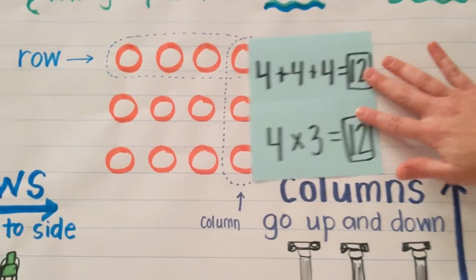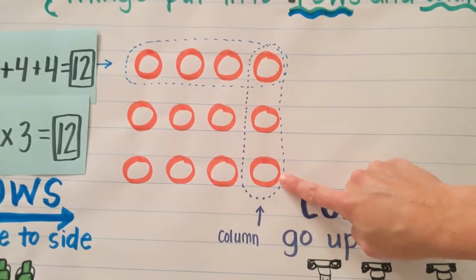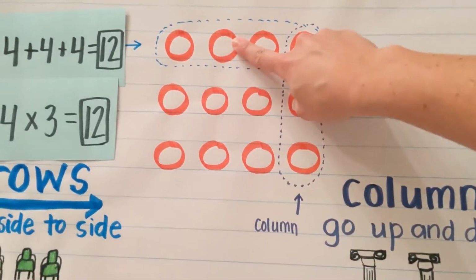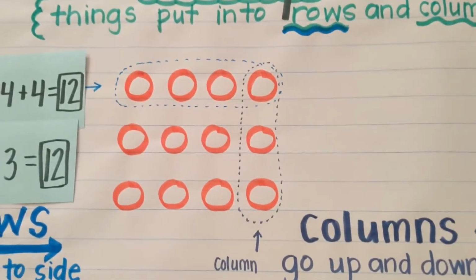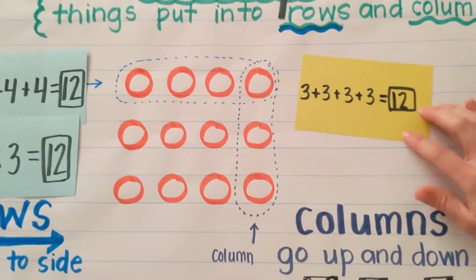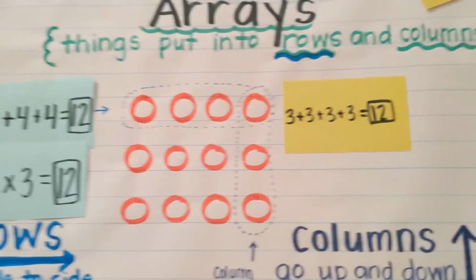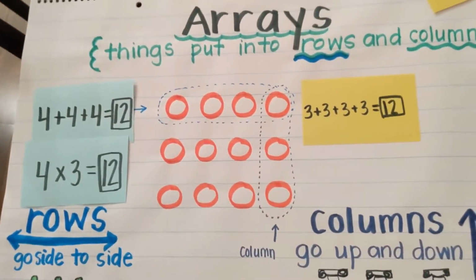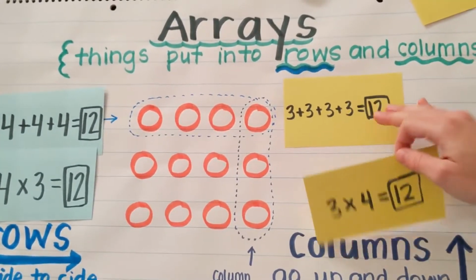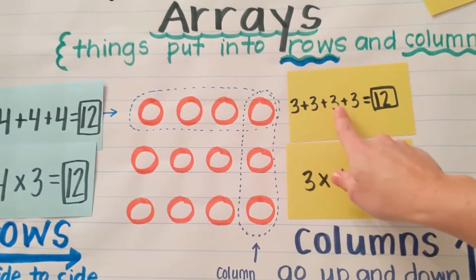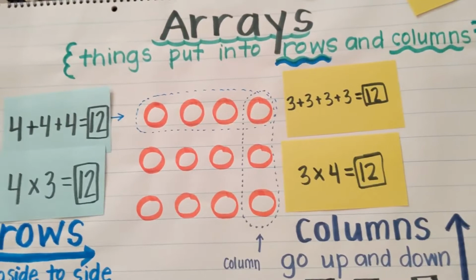Well, what if I look at the other way? Let's look at the columns. This column has 3 plus 3 plus 3 plus 3. So we're going to add 3 4 times. 3 plus 3 plus 3 plus 3. And I know a lot of you have been working on that. So 3 plus 3 plus 3 plus 3 would equal 12. And we've added 3 4 times. And 3 times 4 would equal 12.